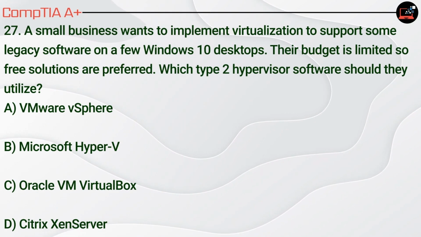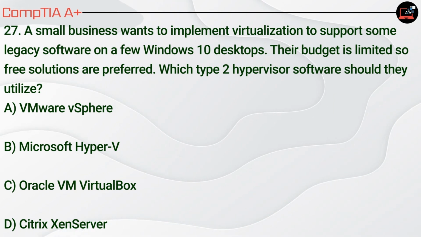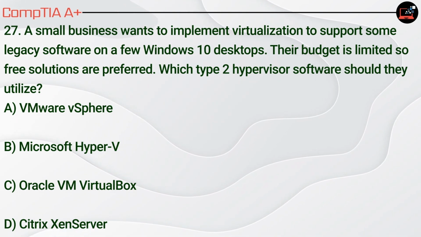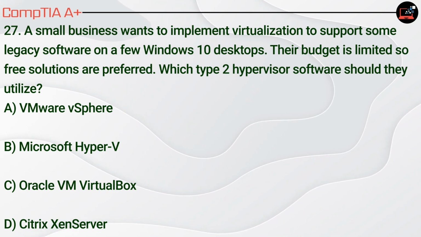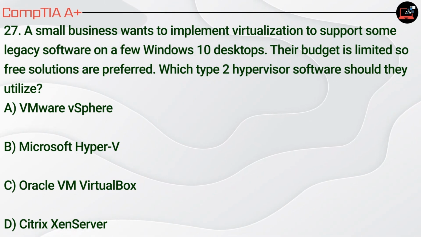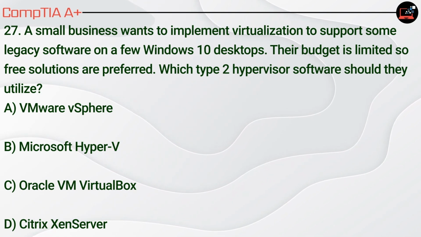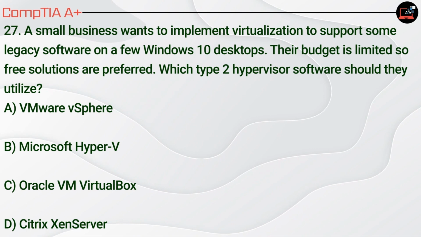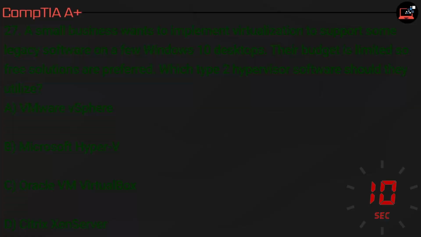27. A small business wants to implement virtualization to support some legacy software on a few Windows 10 desktops. Their budget is limited, so free solutions are preferred. Which Type 2 hypervisor software should they utilize? A, VMware vSphere. B, Microsoft Hyper-V. C, Oracle VM VirtualBox. D, Citrix XenServer.